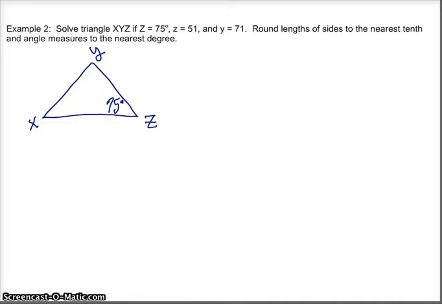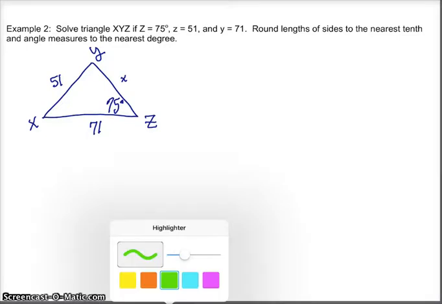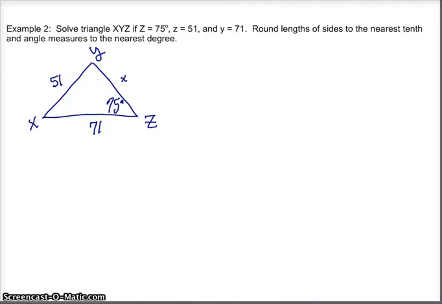If you've forgotten, side Z should be opposite angle Z. Side Y should be opposite angle Y. Okay, so as I analyze this triangle, I want to check my given information. I do have two sides and a non-included angle. So that tells me I have a side-side-angle, or SSA, triangle.